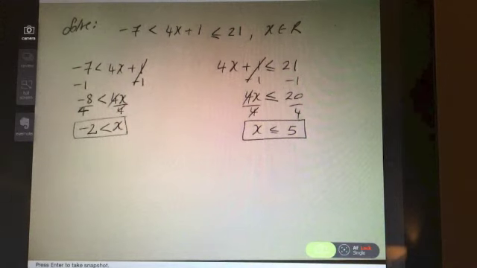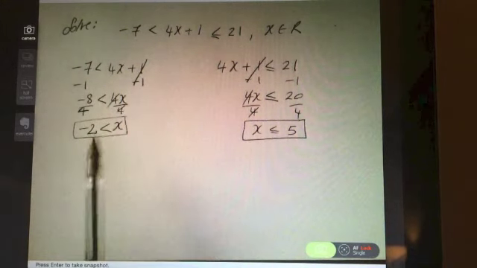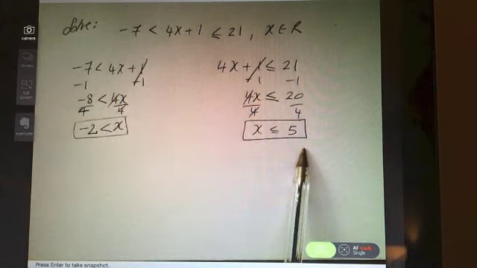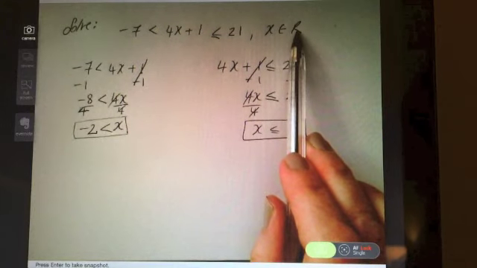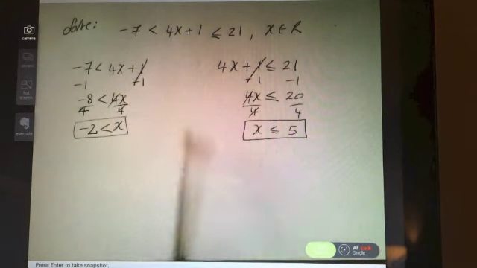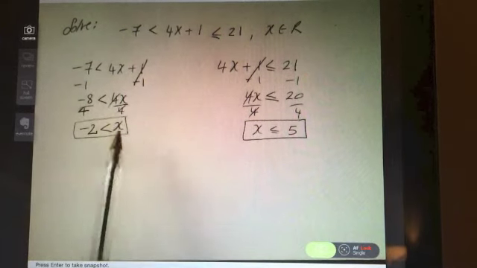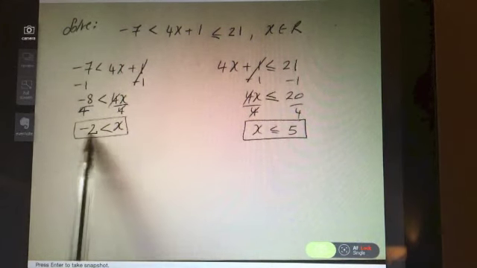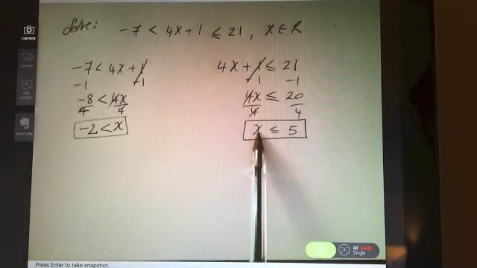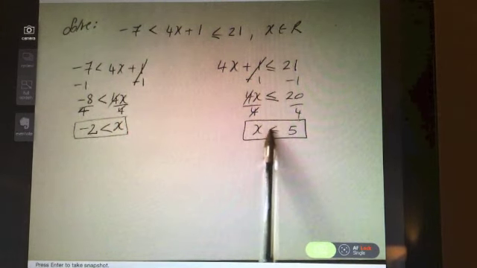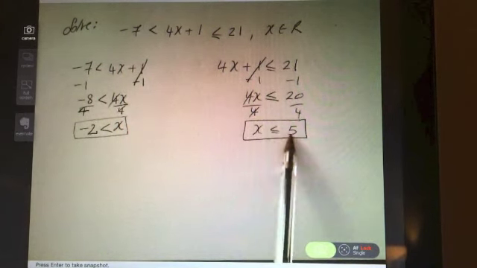So now what I need to do is graph on my number line with x an element of the real numbers the solution set that will satisfy both of these. What numbers will be greater than minus 2 but also less than or equal to 5.